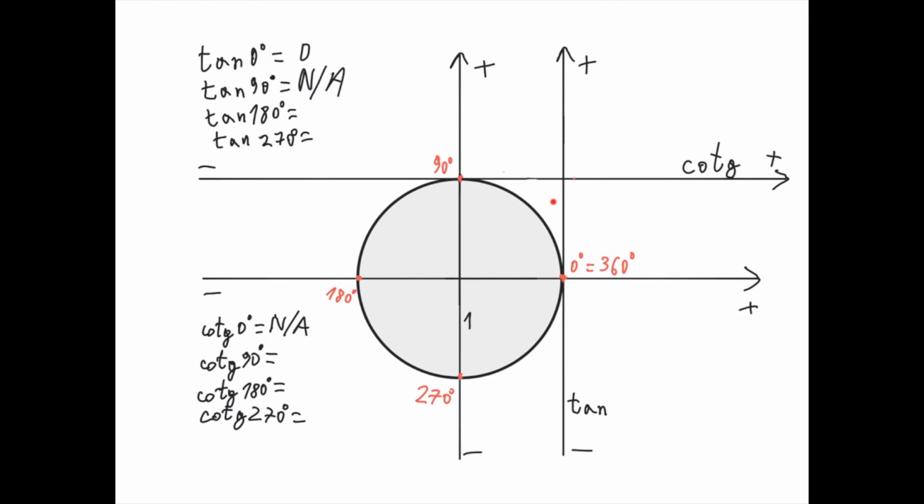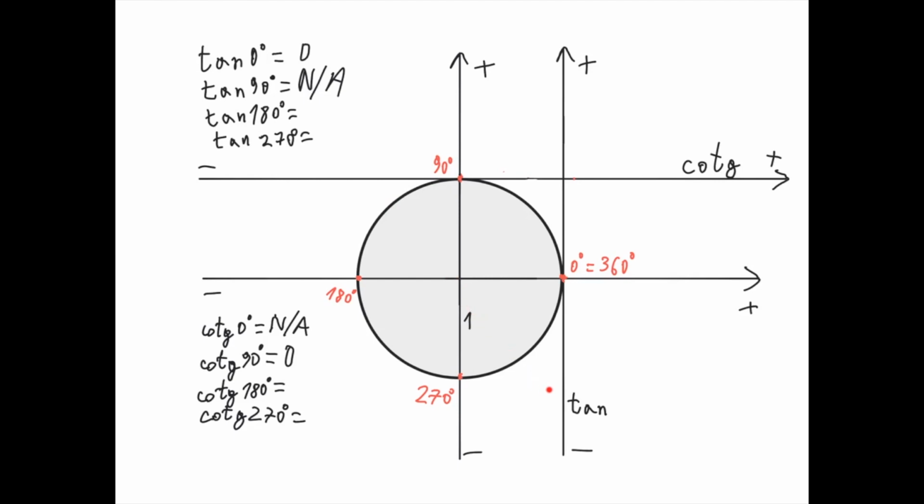As the angle increases, the cotangent decreases, but it always stays positive until we reach the 90 degrees angle when this line intersects the cotangent axis at 0. And so cotangent of 90 is 0, and cotangent of any angle between 0 and 90 would be positive. But what about angles between 90 and 180?